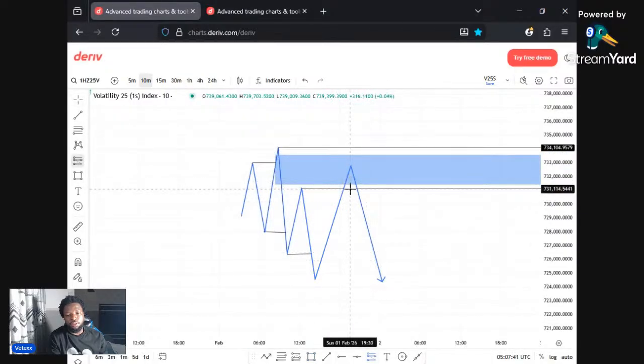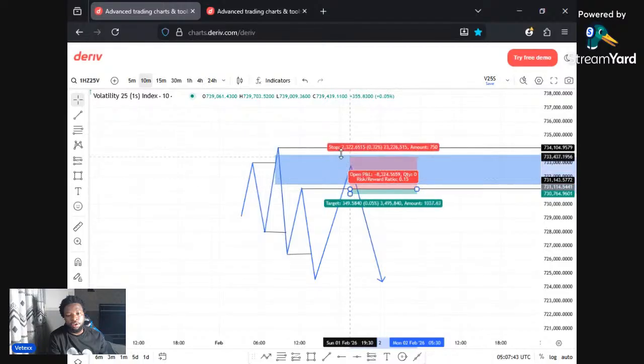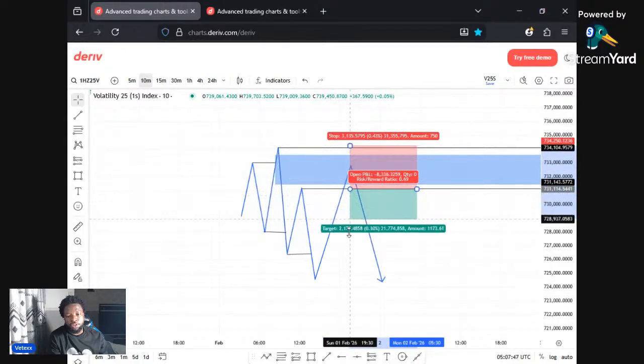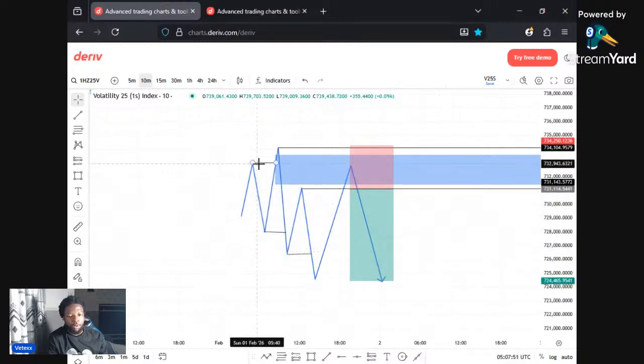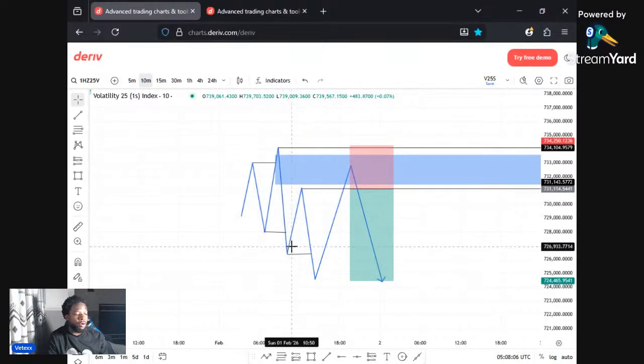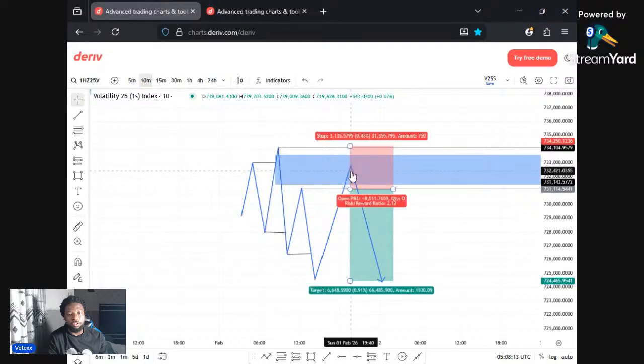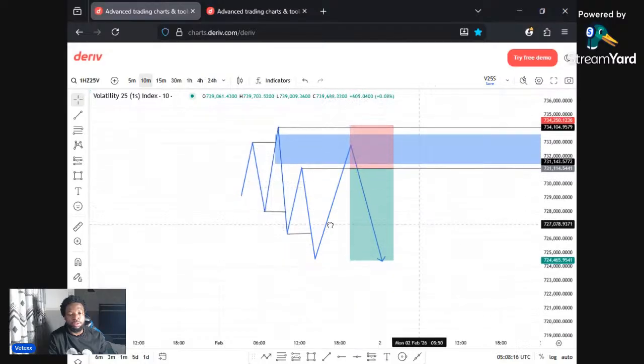So after price takes out this liquidity right here, it continues to the opposite direction, which is our rule number five. So rule number one, we must have a sweep of liquidity. Rule number two, we must have a break of structure. Rule number three, price will retrace 50% to give us structural liquidity. Rule number four, there must be a second break of structure. And rule number five, price will take out this newly created high here to continue to the opposite direction.